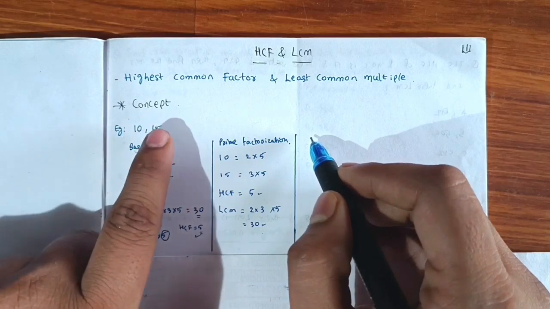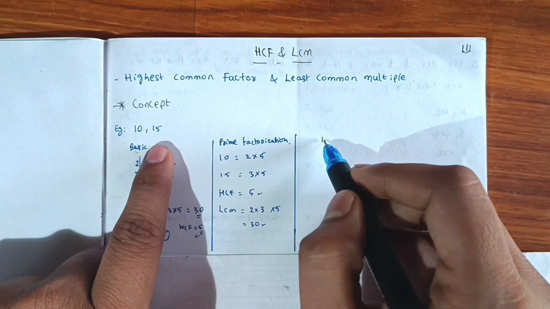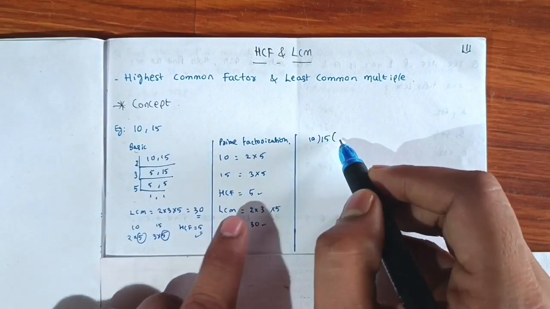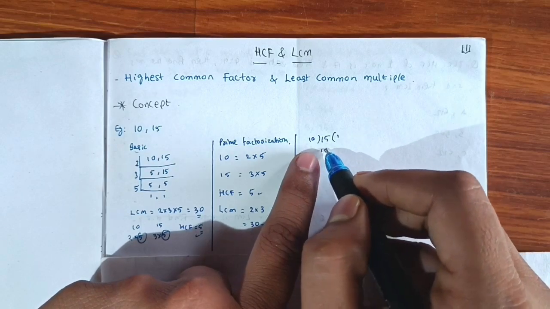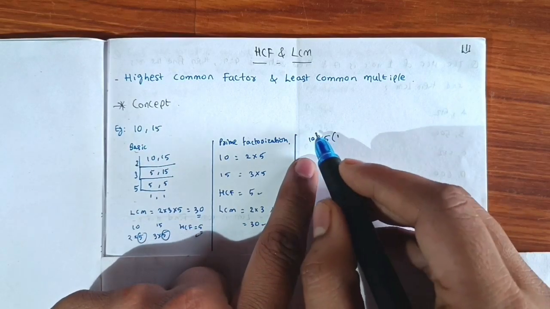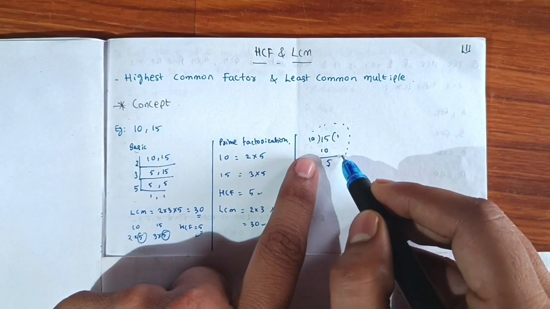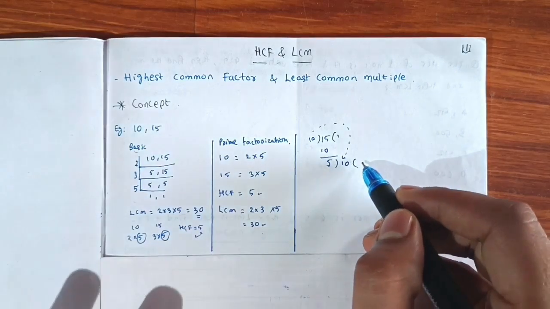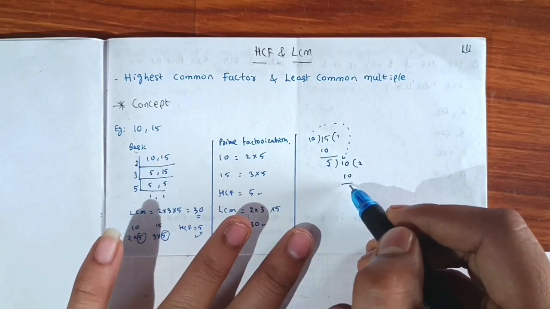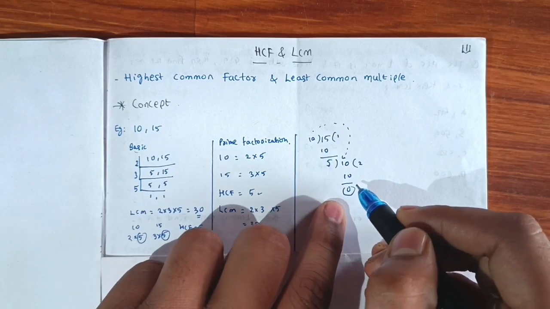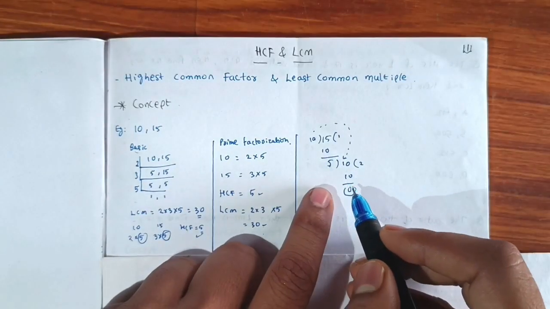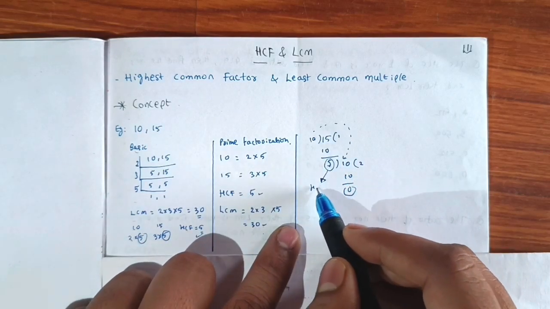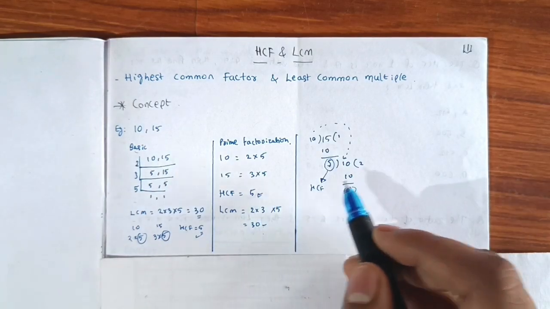From 10 and 15, the 15 is the greater one, so you take it as the dividend, and the smaller one as the divisor. 10 1s are 10, the remainder is 5. To this remainder, again we take the divisor as the dividend: 5 2s are 10, the remainder will be 0. You need to continue until the remainder is 0. The divisor that makes the remainder 0 is the required HCF. So you can see the HCF is 5.